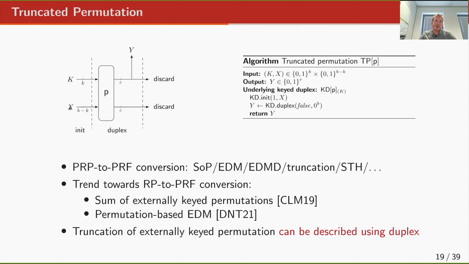X is the input. This means if you look at the picture, you initialize the state with the key and x concatenated, and then you make a duplexing call. The duplexing call takes flag false. It doesn't absorb anything, so it absorbs the b-bit string, and you get r bits, and that's it. So these r bits will just be my return of the truncated permutation. So the truncated permutation is described in terms of the duplex. And the security follows.